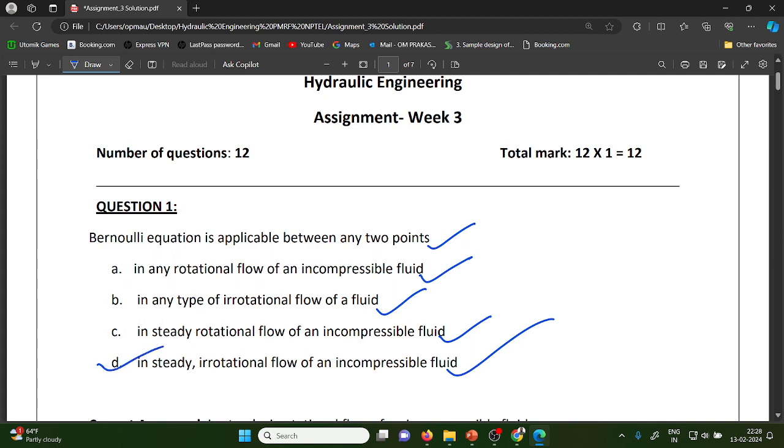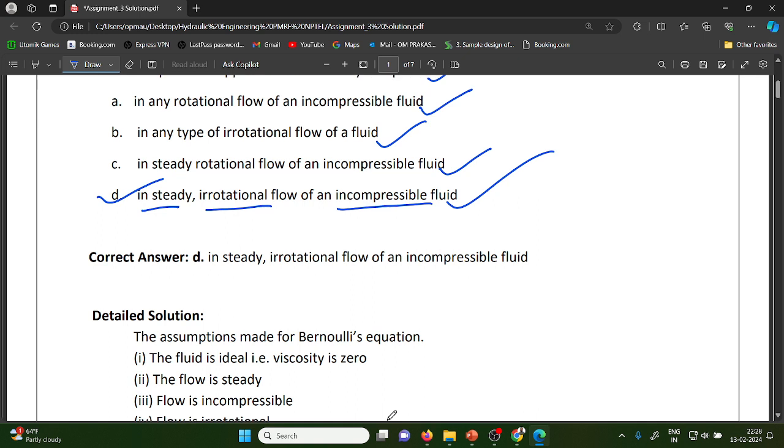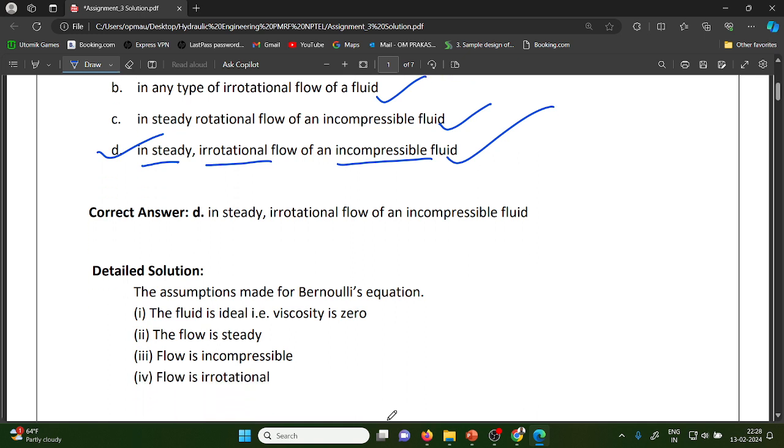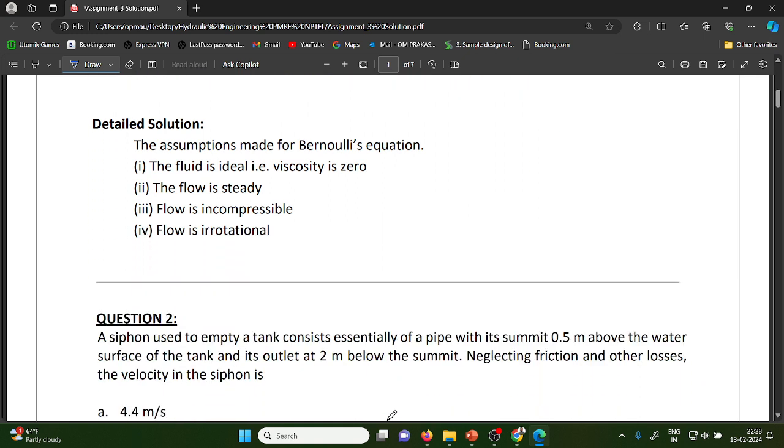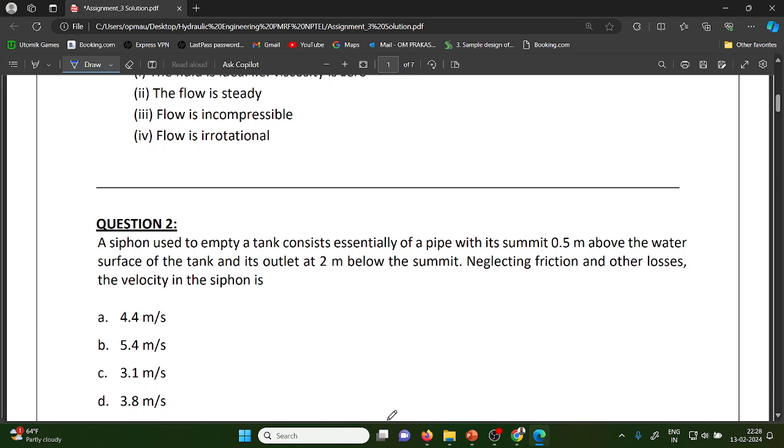So option D is correct. Flow should be steady, rotational, incompressible fluid. Then we can apply it. Now moving ahead to the next question. The assumption of the given here. So question.